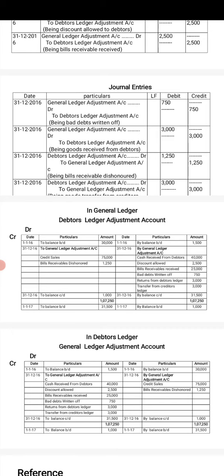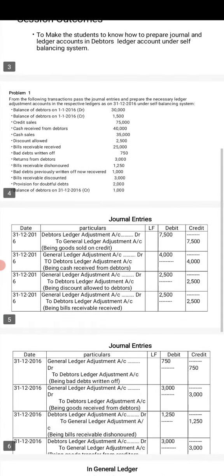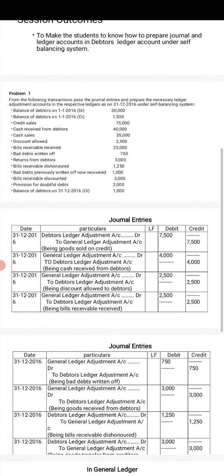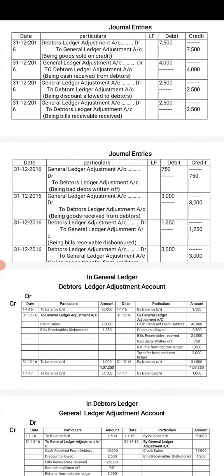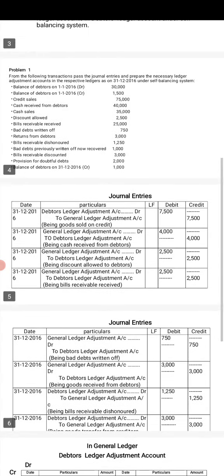Now come to the credit side. The given opening credit balance is 1,500, by balance brought down 1,500. Second entry, by general ledger adjustment account. Under this we have to enter many entries. It may be cash received, bills receivables received, discount allowed, bad debts, return inwards, etc. We see one by one.